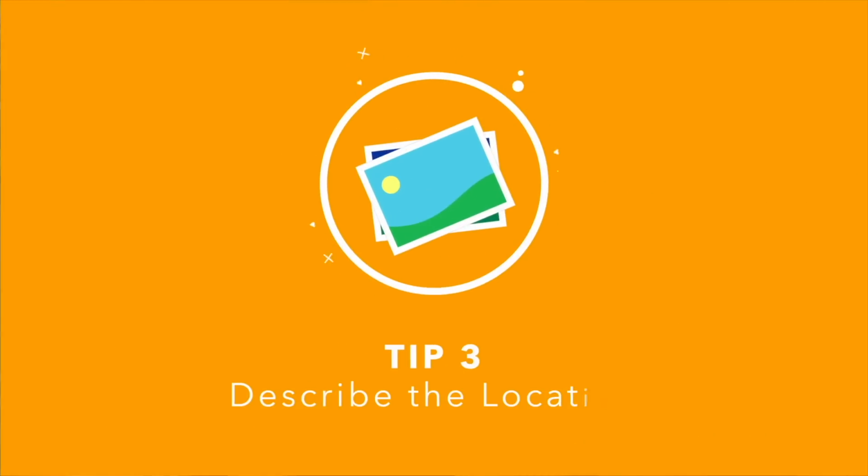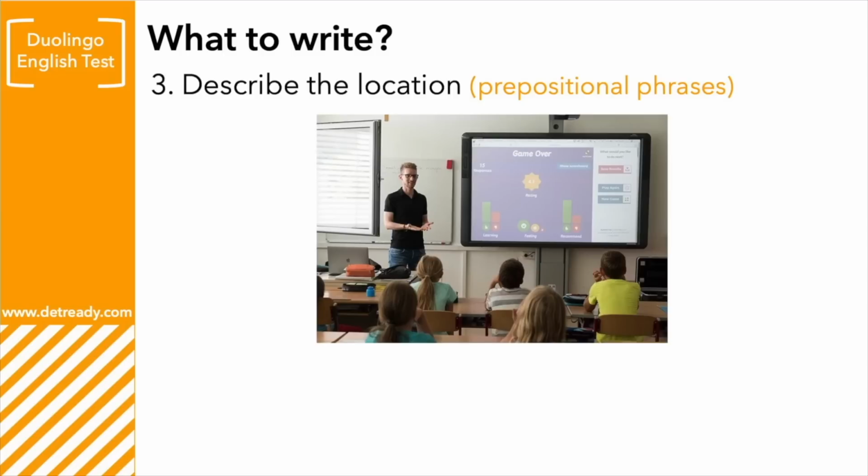So describing the actions of the people or subjects in the photo is one way to go into detail, but it's not the only way. The next way is to describe the location of things. This is a great way to add detail to your answer. And to do this, you're going to want to use prepositional phrases. Prepositional phrases are good to include in your answer because they are quite an advanced grammar type. Let's take a look at an example.